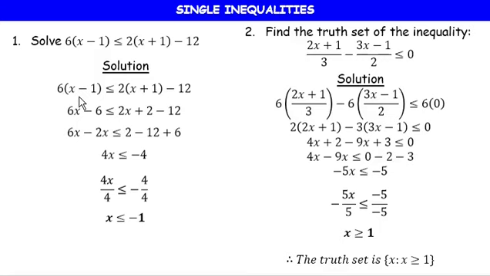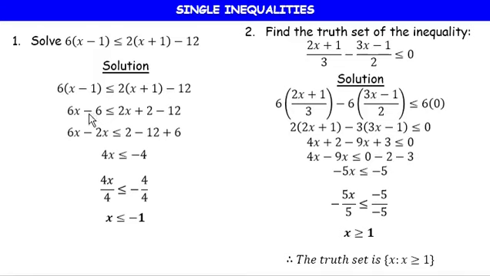So in expanding this bracket, you are going to have 6x minus 6 is less than or equal to, when you expand this bracket, you would get 2x plus 2 and then minus 12. The next thing is to group like terms, right? So I have 6x here. I want to bring this 2x to the left side so that it would add up to the 6x. Because it is positive here, when it crosses and comes to the left side, it becomes negative. So you have 6x minus 2x.